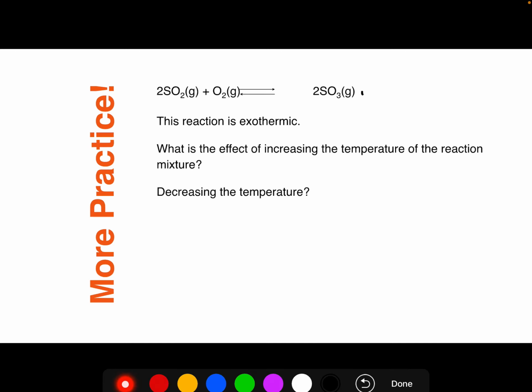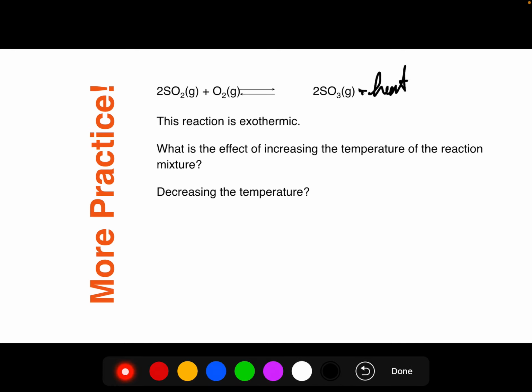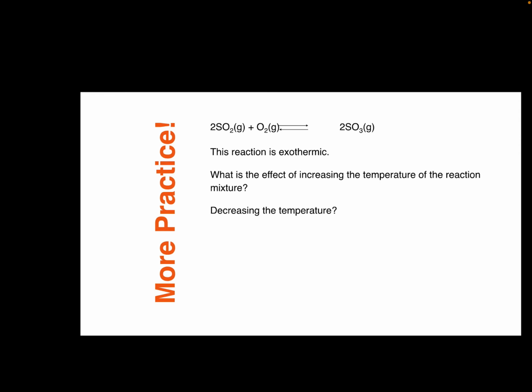This one is exothermic, so that means we're adding heat on the product side. So if I increase this concentration, it's going to go this direction. And then if I decrease the temperature, it's going to go this direction. So hopefully that makes sense.